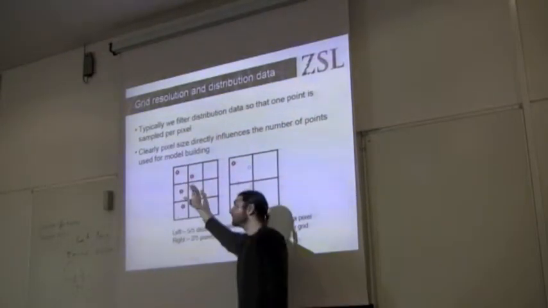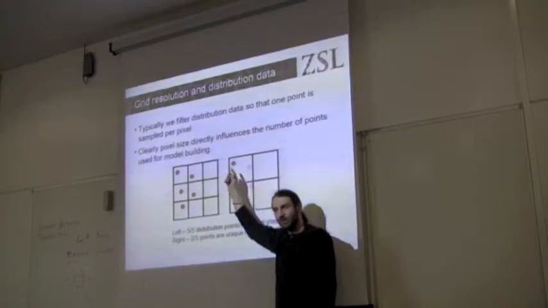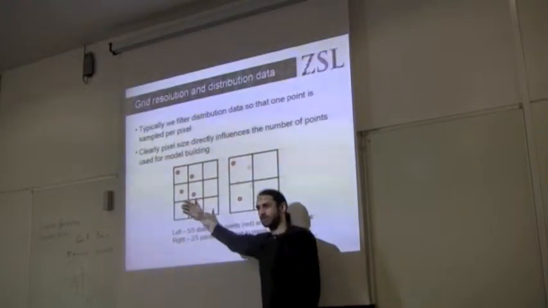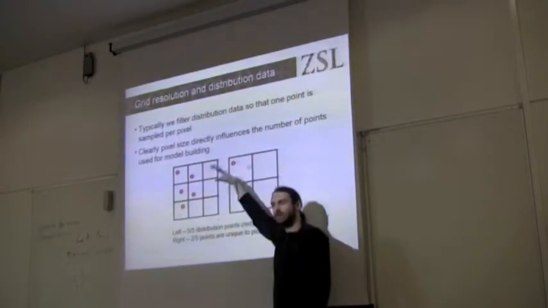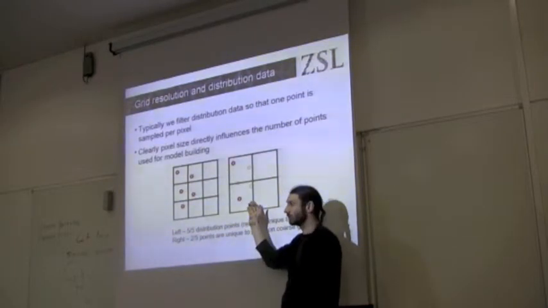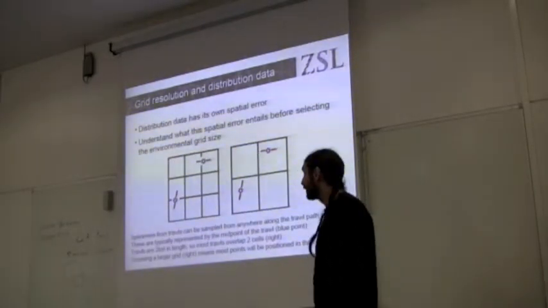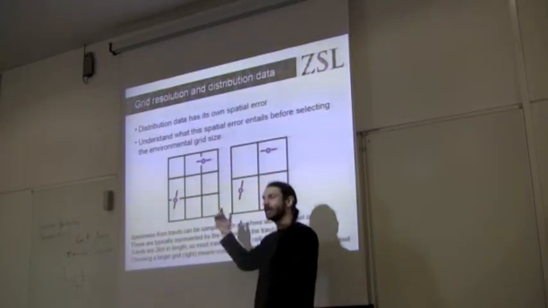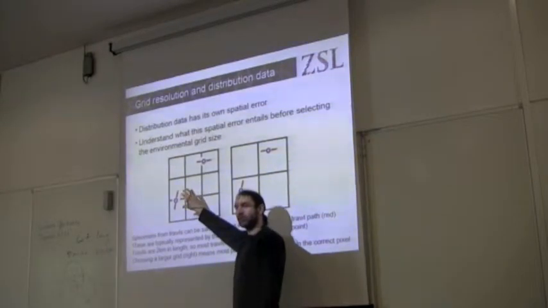But if we then remodel this using a coarser grid, where each pixel size is larger, then we end up using just two data points, so two presence points. So just from the mechanical process of how we model, the size of our grid, whether we've got a 1 kilometer grid or a 10 kilometer grid, affects the amount of data we're going to use to input into a model. So we need to think about our occurrence data and what we know about our occurrence data when we choose the resolution of our environmental data.